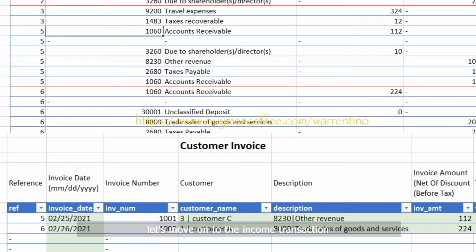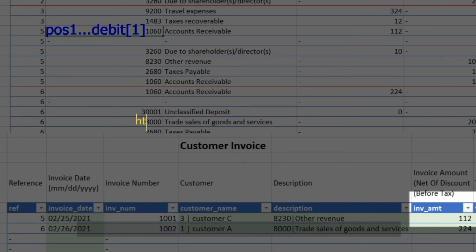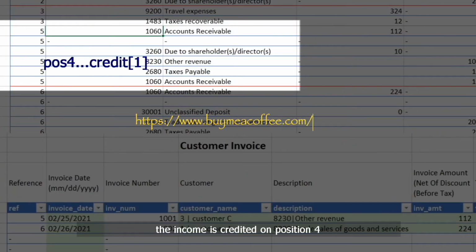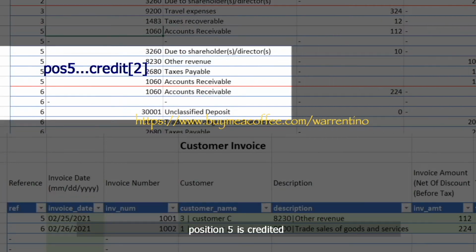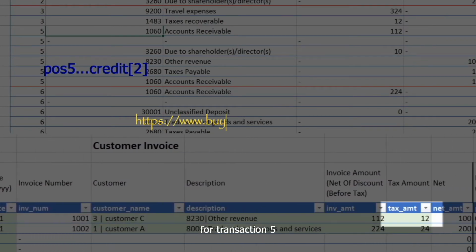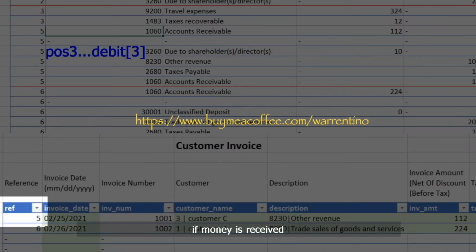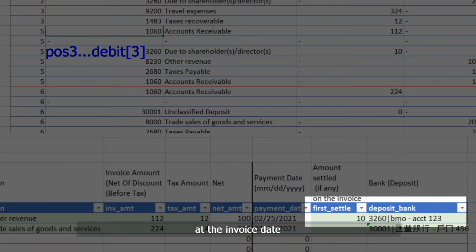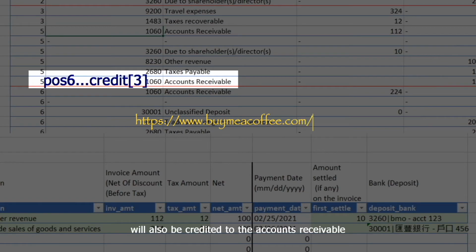Let's move on to the income transaction. Here in position 1, we debit the accounts receivable to hold the invoice amount. The income is credited on position 4 to hold the net amount. Position 5 is credit to store the tax payable amount for transaction 5. Position 3 is debit if money is received at the invoice date. The same amount will also be credited to the accounts receivable at position 6.